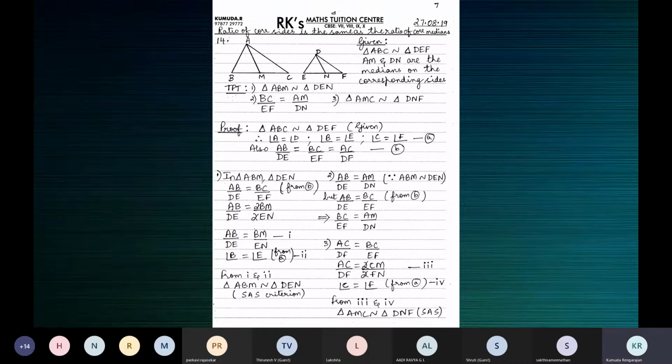Please take down the figure. Write down what is given and what is to be proved. Just make a note of this: in two similar triangles, the ratio of the corresponding sides is the same as the ratio of the corresponding medians. Just write that as a note. And please work this. Completed, ma'am.